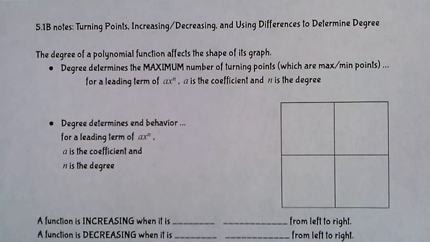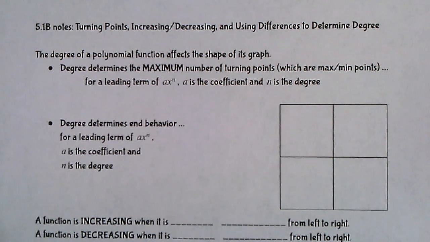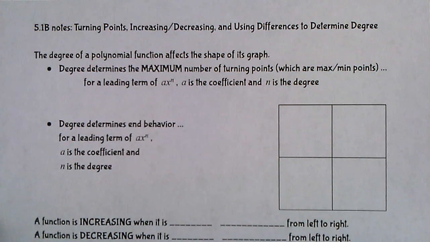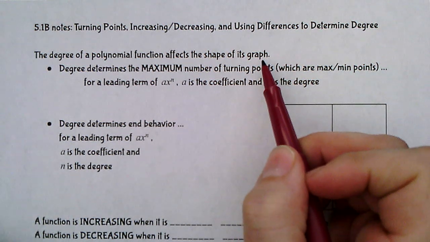What we're going to work on now is section 5.1b, and we're going to talk about turning points, increasing, decreasing, and using differences to determine degree for polynomial functions. So to start out with, let's talk about what the degree of a polynomial function tells us. Well, the degree for a polynomial function affects the shape of its graph.